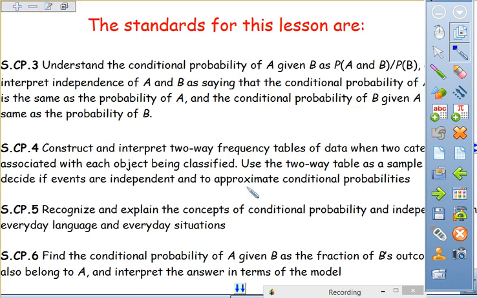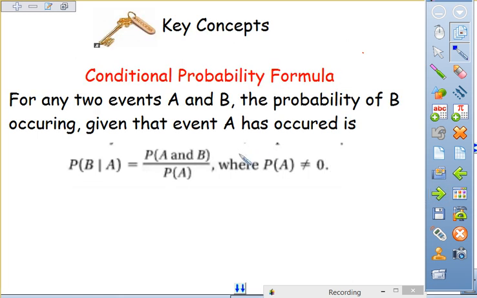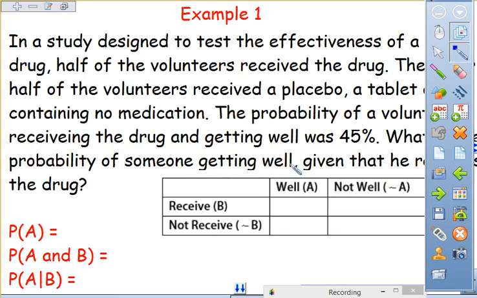Here's a list of the standards that we are going to cover today. Conditional probability formula. For any two events A and B, the probability of B occurring, given that A has occurred, is this formula. So again, we're going to use this bar, and the second part after the bar tells us what our denominator is, and then we want to do the intersection of A and B in our numerator. So let's try an example.